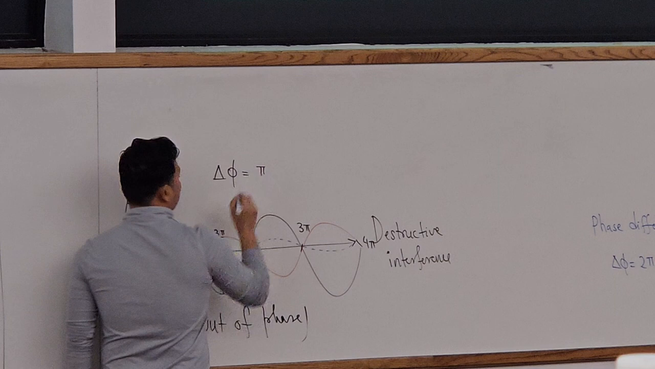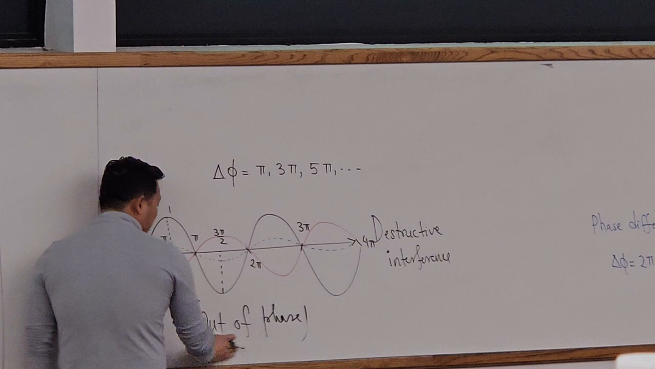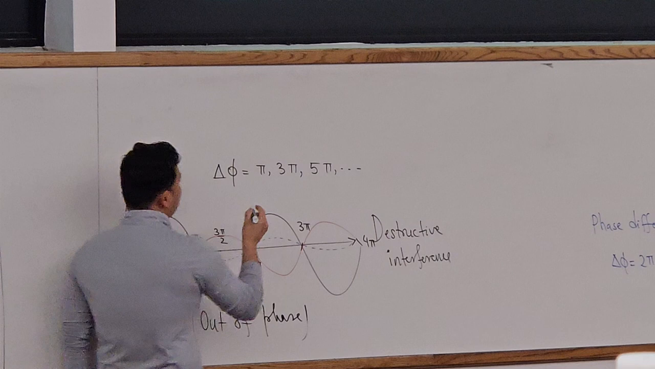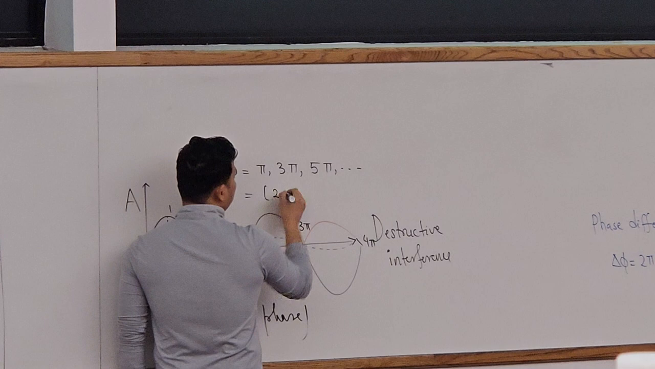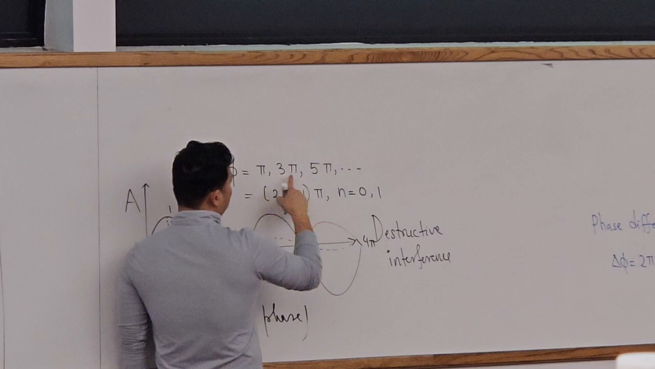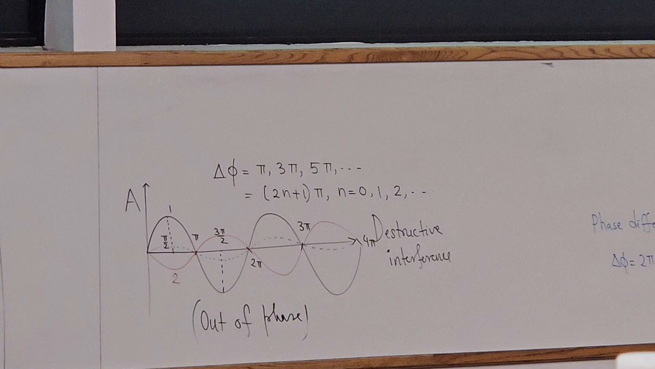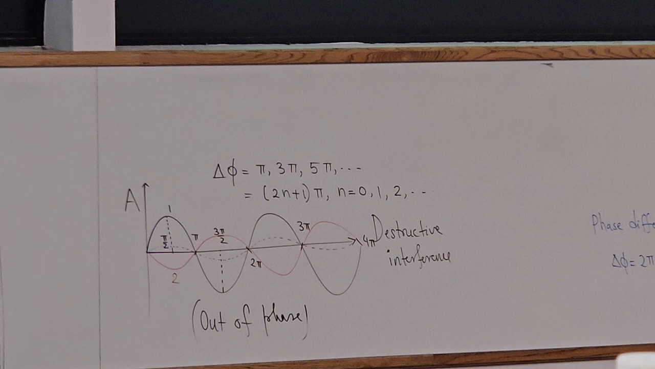If you have a phase difference of pi, 3 pi, 5 pi, and you keep on going, then we call it out of phase and we're going to have destructive interference. So I can rewrite this as (2n plus 1) pi, with n equal to 0. If you have 0, it's going to be pi. If you have 1, 2 plus 1, 3 pi. If I have 2, it's going to be 4 plus 1, 5 pi. We call this out of phase. So we have constructive and destructive interference depending on whether we are in phase or out of phase.